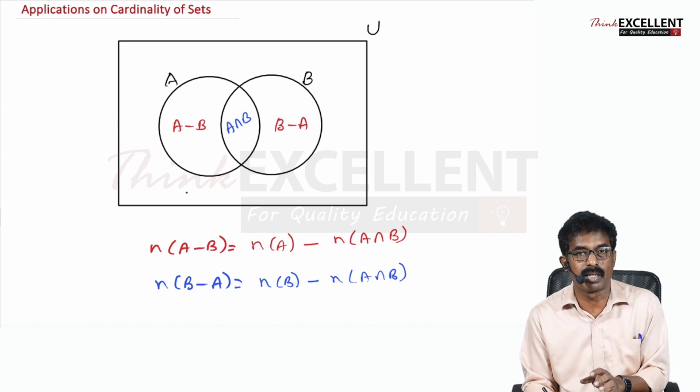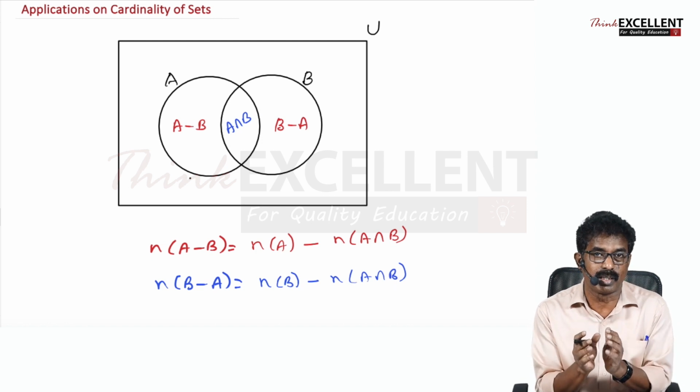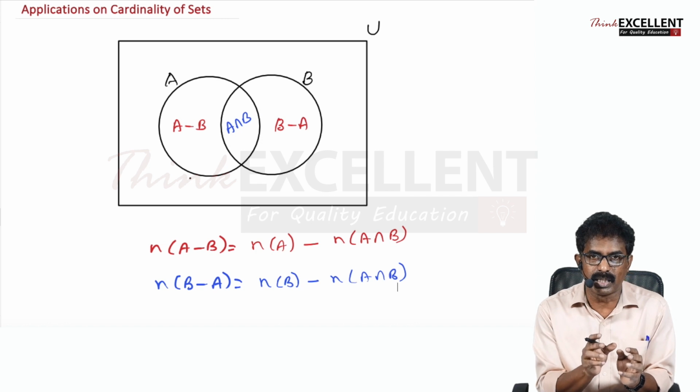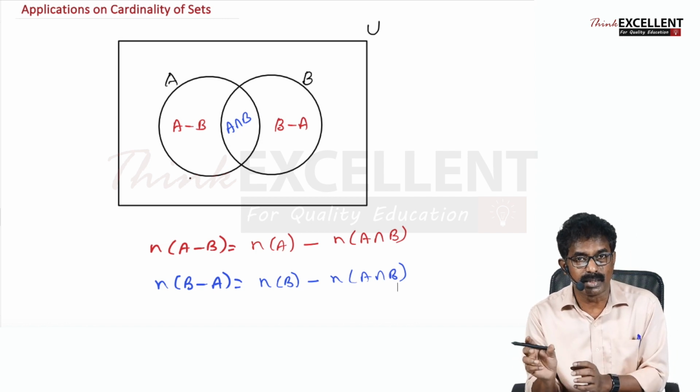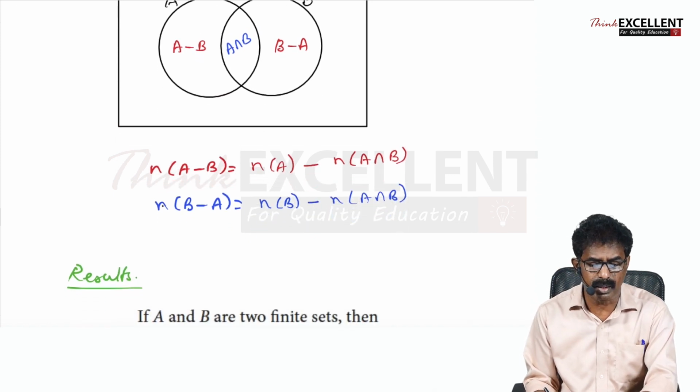Okay, so this is an important thing. No need to mug up anything. Just draw a diagram, you must know the positions. The middle one is A intersection B. In A, the first portion is A minus B. In B, the second one is B minus A. Then some very important results.